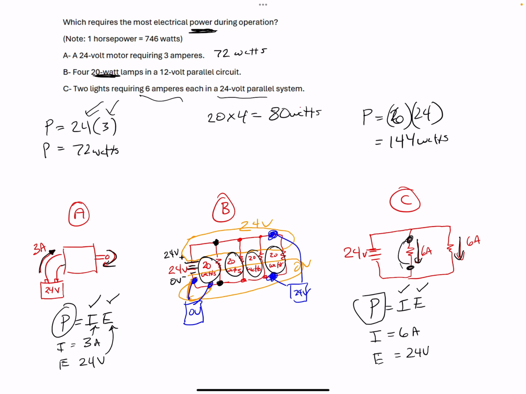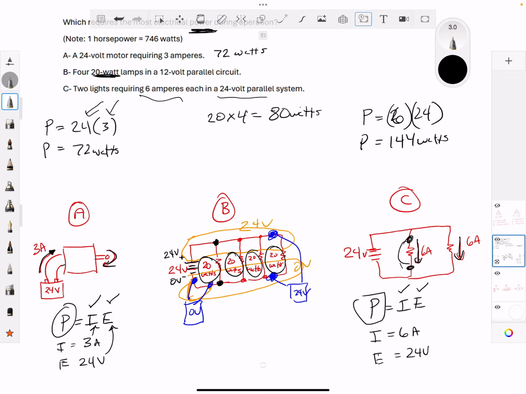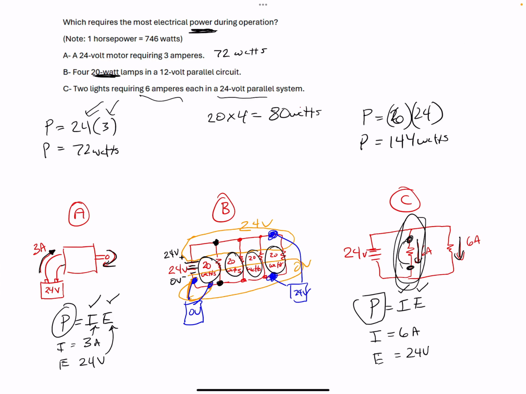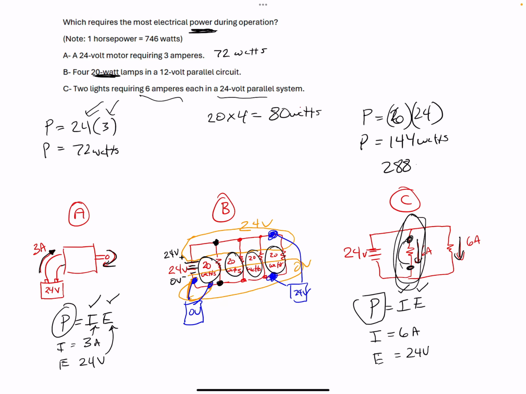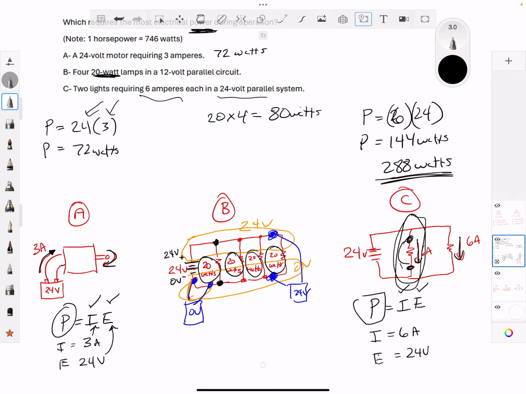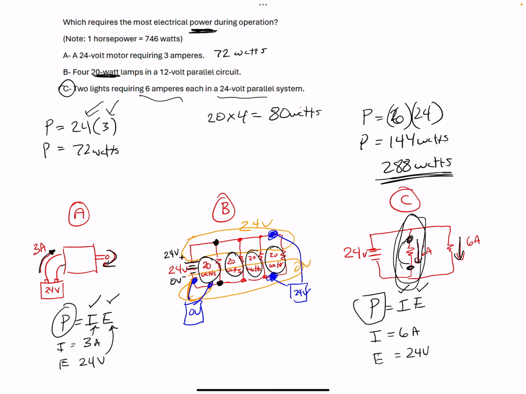So we have to make sure we know, hey, that's actually only for a single light. We have 2 lights here, so we need to multiply that by 2, and we'll get 288 watts. So the one that has the most power used or consumed is going to be scenario C.